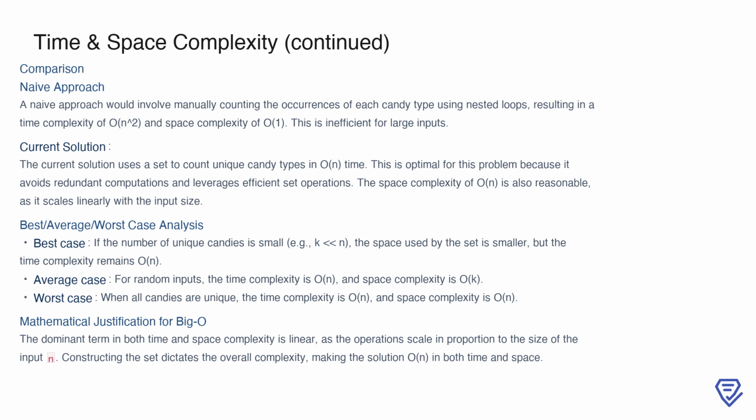On average, with random inputs, the time complexity is O(n) and space complexity is O(k). In the worst case, where all candies are unique, both time and space complexity are O(n). The mathematical justification for the big O here is straightforward. Since constructing the set is the dominant operation and scales linearly with the input size, the overall complexity for both time and space is O(n).